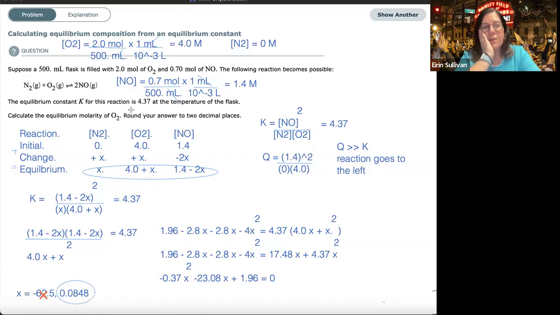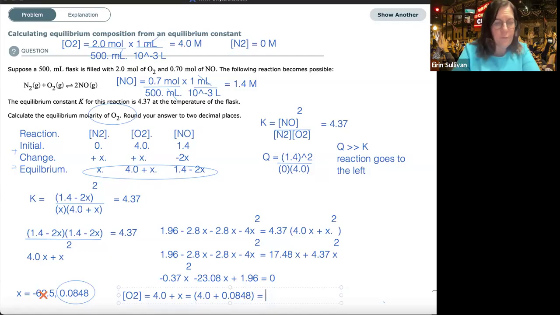So what I was actually asked for was calculating the equilibrium molarity of O2. So this is where you've got to be careful, right? We're going to substitute into our expression for the equilibrium concentration of oxygen, which was 4 plus x. So just getting x isn't enough, unless your equilibrium concentration of the thing you're interested in happens to be x. You're usually going to have to substitute x into one or all of those equilibrium concentrations, depending on what you're asked. So 4 plus x will be 4 plus 0.0848.